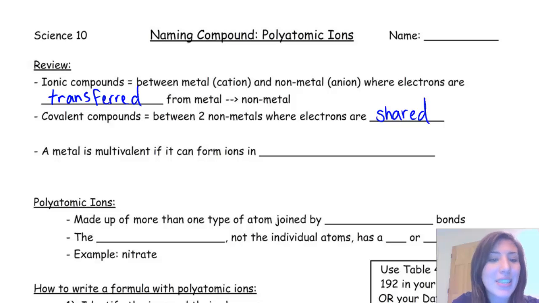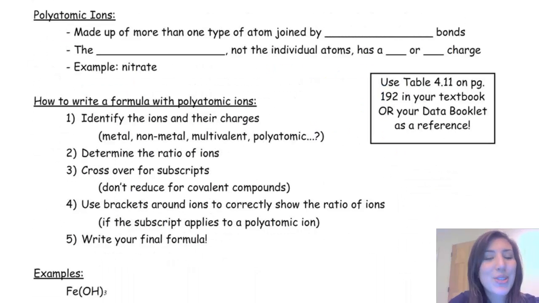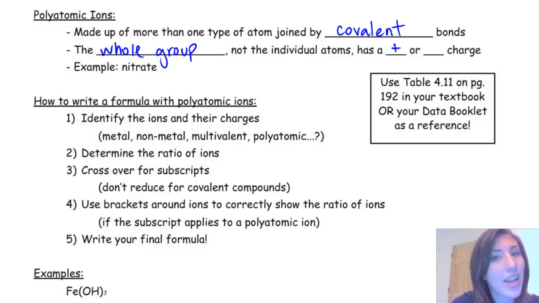So, a metal is multivalent if it forms ions in more than one way. We learned this last day. And today we are talking about polyatomic ions. So polyatomic ions are made up of more than one type of atom that are joined by covalent bonds. So we're getting into covalent now. And the whole group, not the individual atom, carries a positive or negative charge.